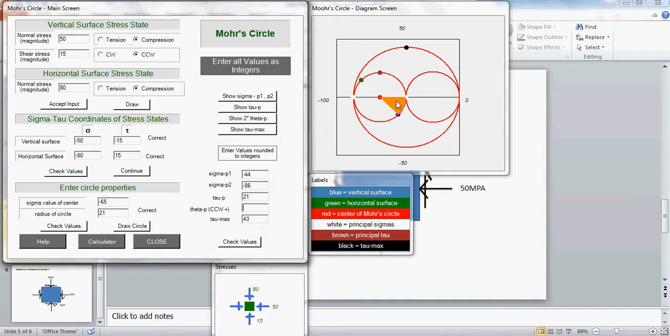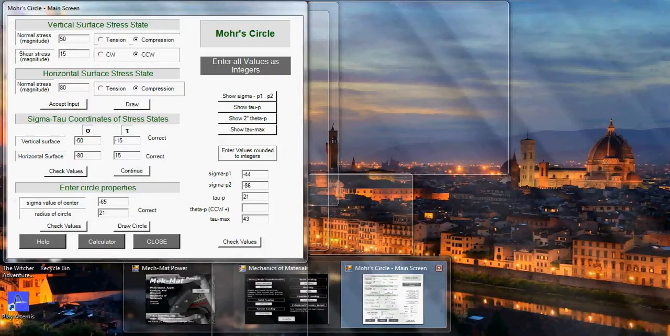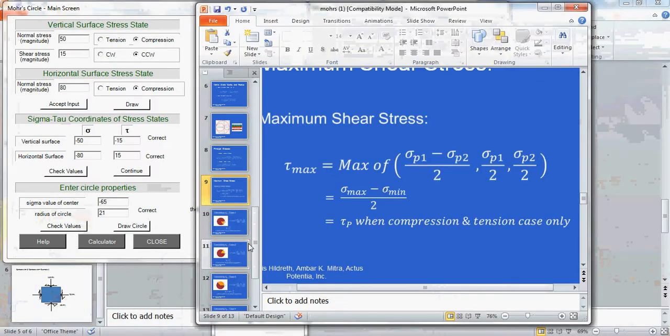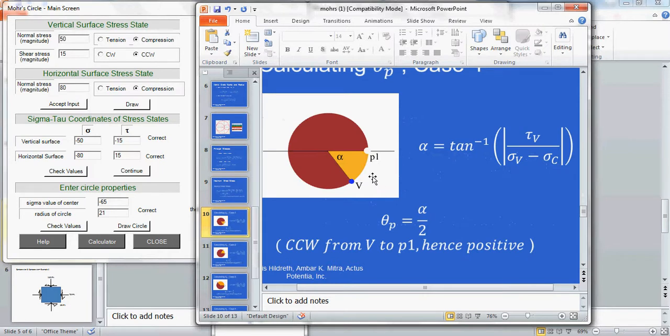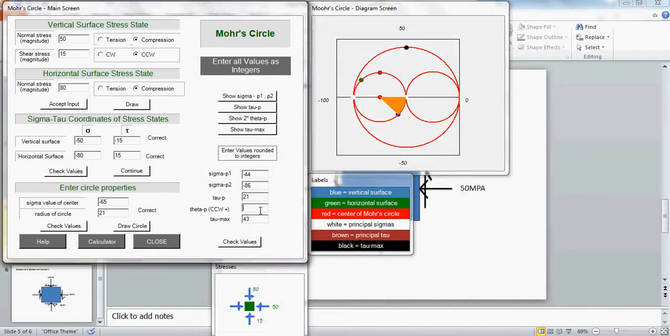And your theta p, you can see it goes from the vertical point counterclockwise up to P1. That means it's going to be positive. And that corresponds right here with this. You can use this equation. And the angle that you should get is 22.5, we'll round up to 23. And there you go.